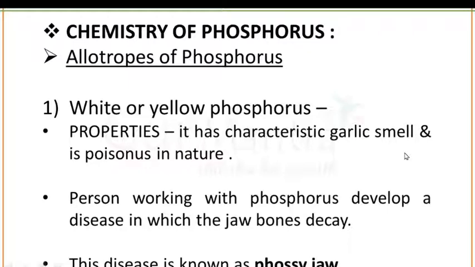White phosphorus, yellow phosphorus or simply tetraphosphorus, that is P4, exists as a molecule made up of 4 atoms in a tetrahedral structure. The tetrahedral arrangement results in ring strain and instability. Talking about the properties, it has a characteristic garlic smell and is very poisonous in nature. A person working with phosphorus can develop a disease known as jaw bone decay, where the jaw bone decays, named phossy jaw.